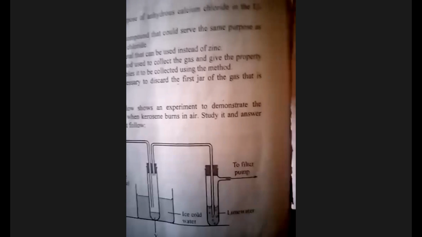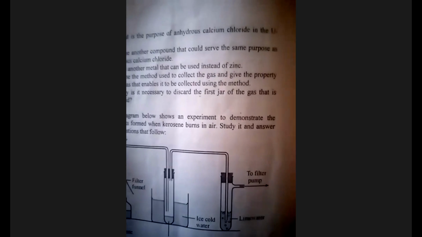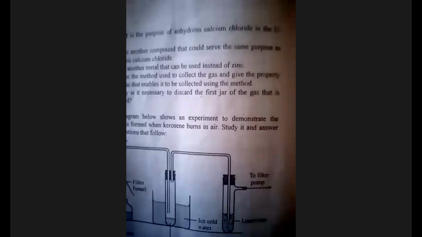What is the purpose of anhydrous calcium chloride in the apparatus? To absorb any moisture, so that it acts as what? A drying agent.